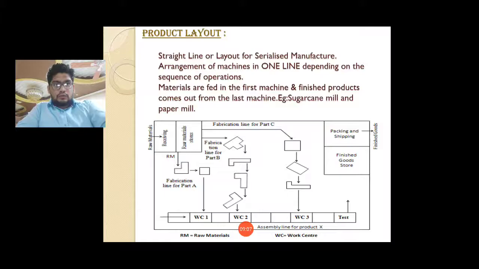Now, what is product layout? A straight line layout for a serialized manufacturing unit. The arrangement of machines is in one line depending on the sequence of operations. Materials are fed into the first machine and finished products come out from the last machine. Examples are a sugarcane mill and a paper mill.